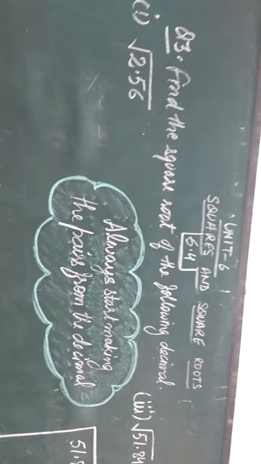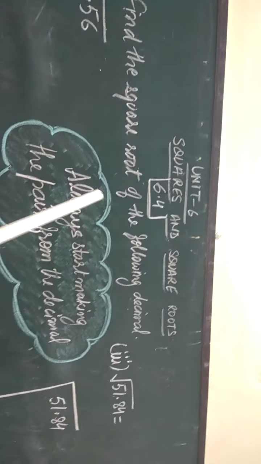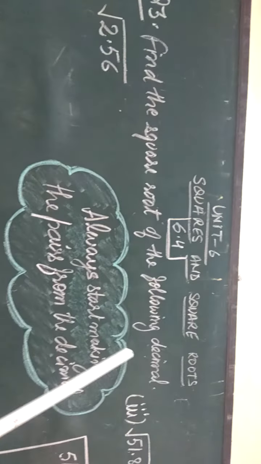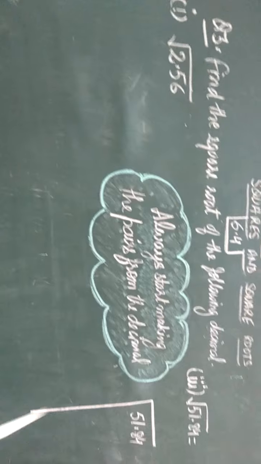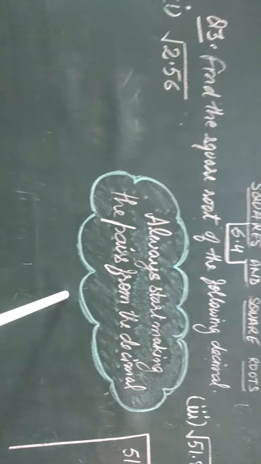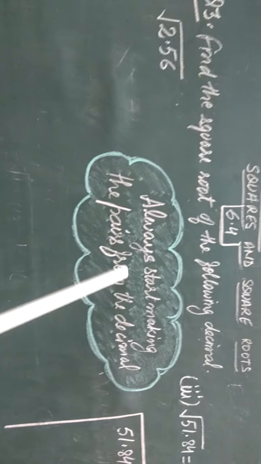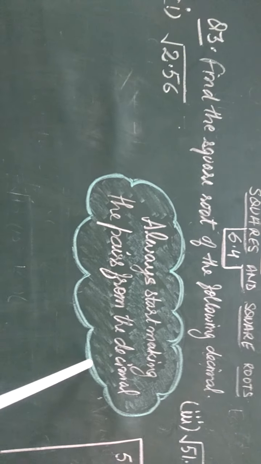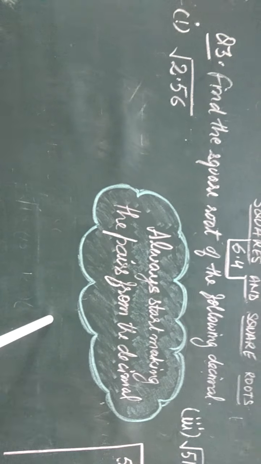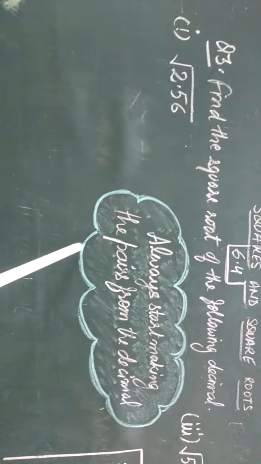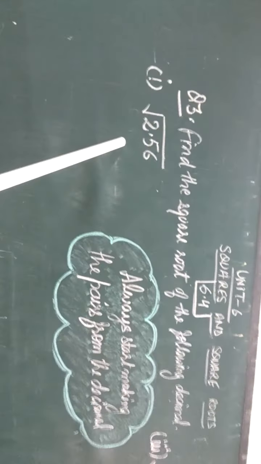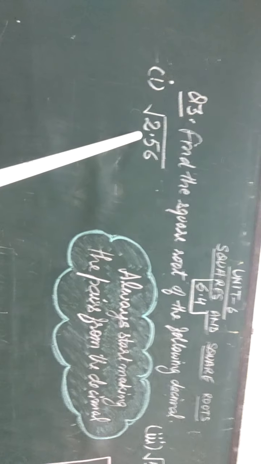So now question number 3 is: find the square root of the following decimals. Now decimal numbers are there. So once again let me tell you dear students, the rule which I taught you in the very beginning also: always start making the pairs from the decimal. When the decimal is not given to us, I told you to place the decimal at the end of the number. But now in this question the decimal is always given to us.